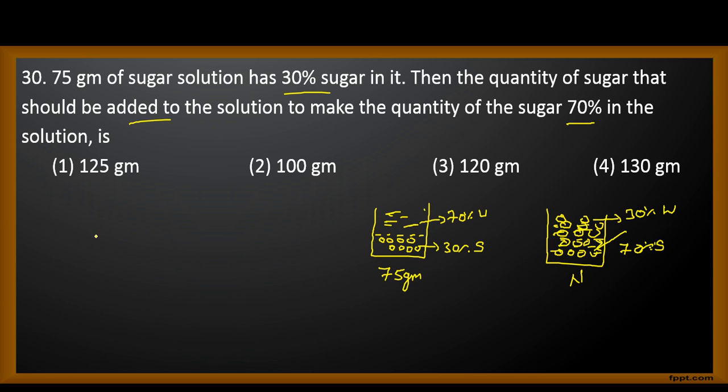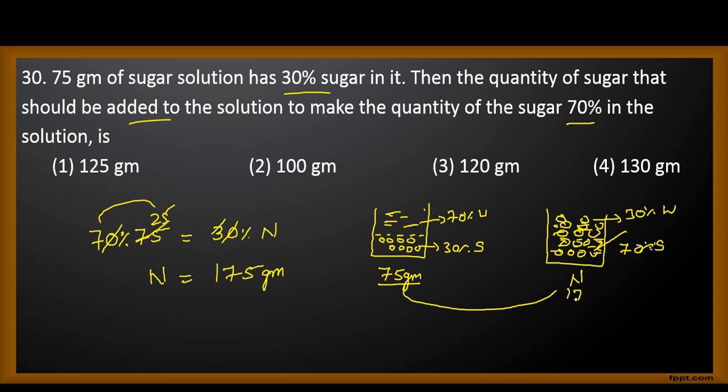So what we can say, the quantity of water in the first case, 70% of 75, must be equivalent to the quantity of water in the second case, 30% of n. Let the new solution be n. On simplification you will get n equivalent to, see here, the zeros get cancelled, 3 ones are 3, 25 sevens, 7 into 25, which equals 175. The new solution has become 175. This 75 grams has become 175 because we are adding sugar of 100 grams. So the answer is option 2.